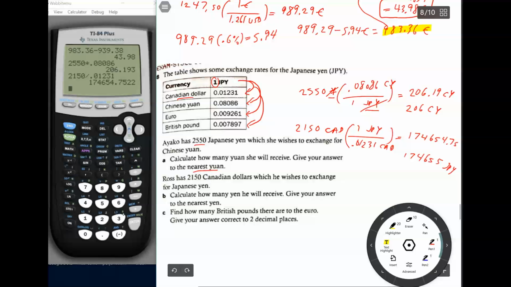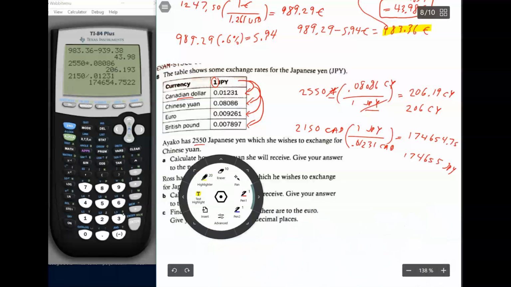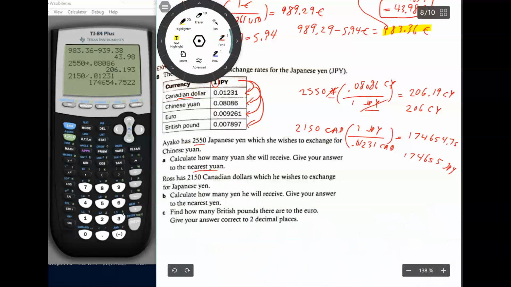Find how many British pounds there are to the euro. Give your answer correct to 2 decimal places. What they want to know is, I want to take 1 euro and change that to British pounds. So I'm going to start with 1 euro, and then multiply it times a domino which relates euros to something else. In this case, the only thing we have euro related to is Japanese yen, so we're going to do that. So how many euros in Japanese yen?